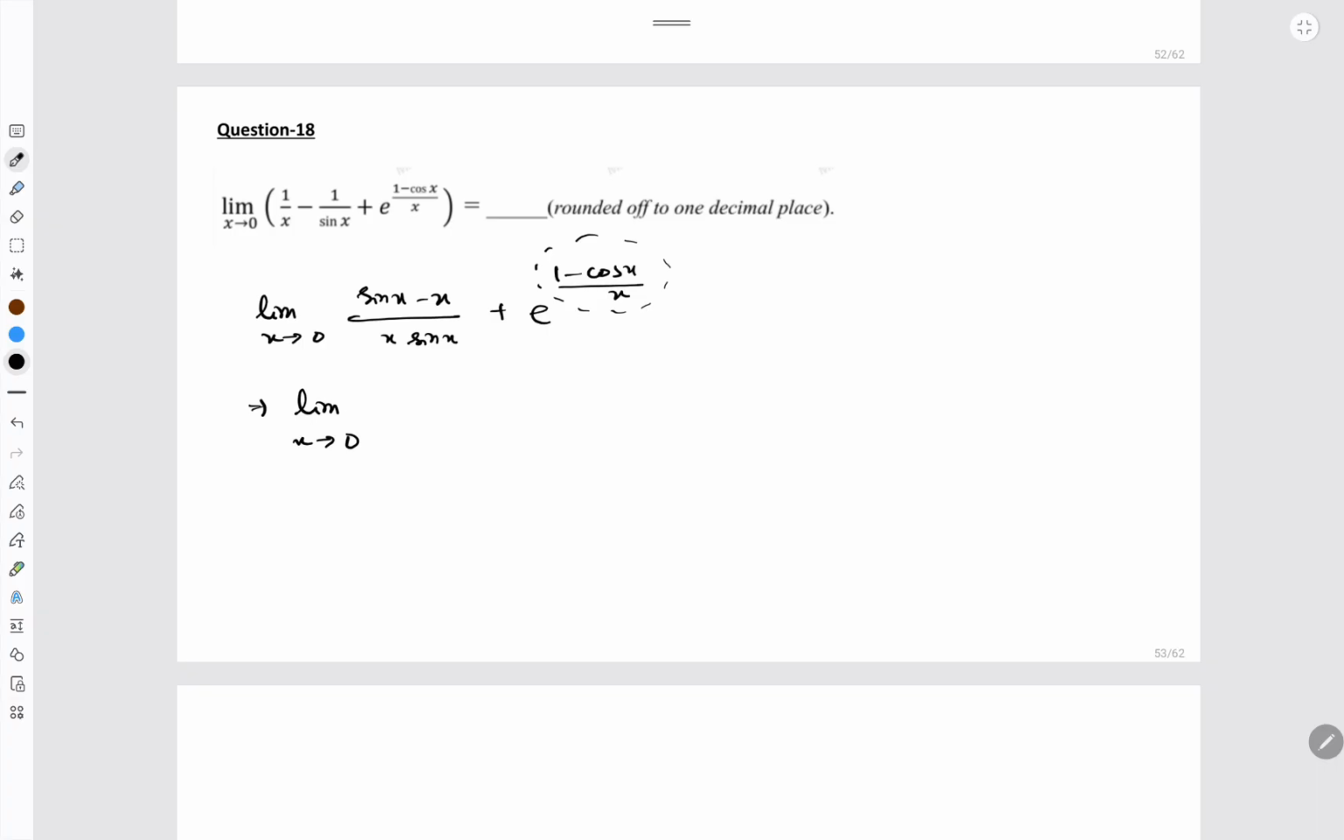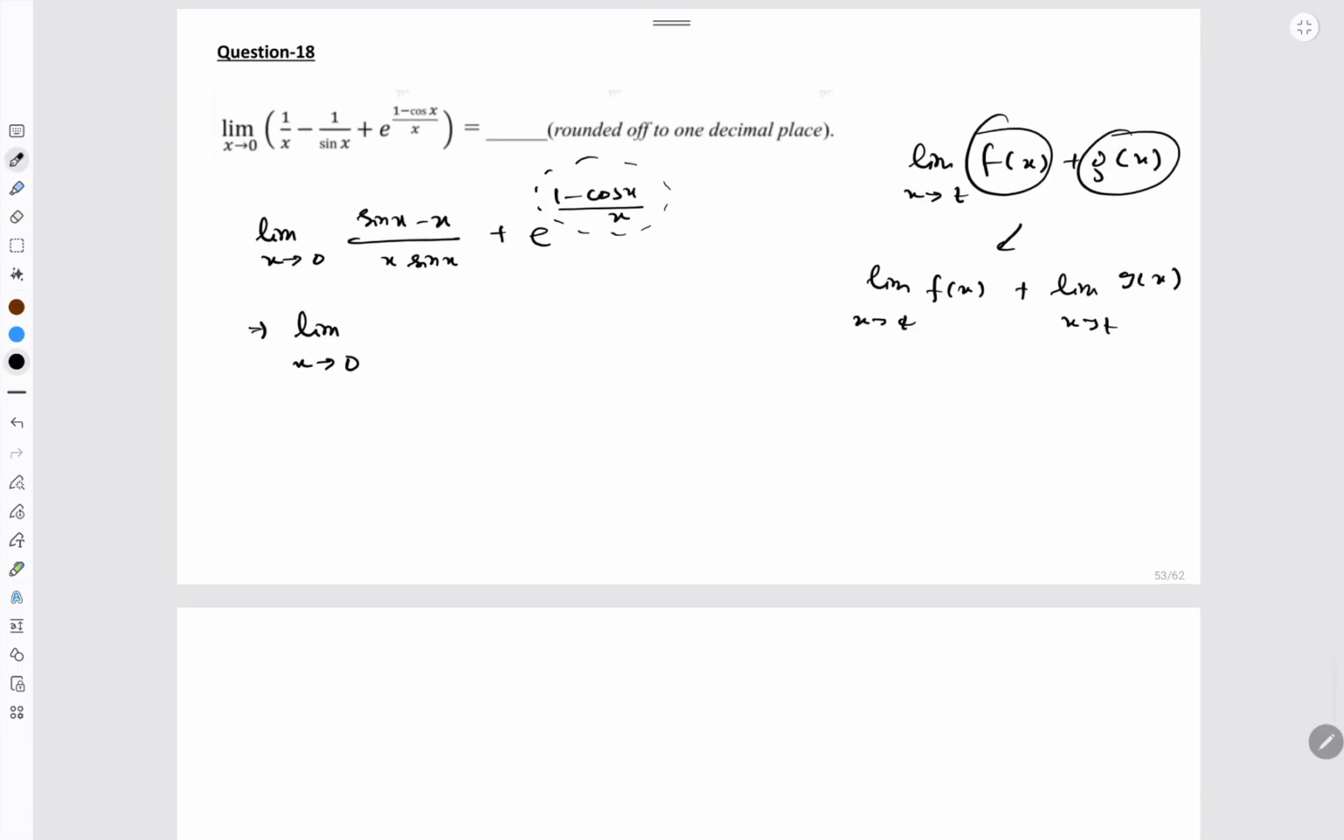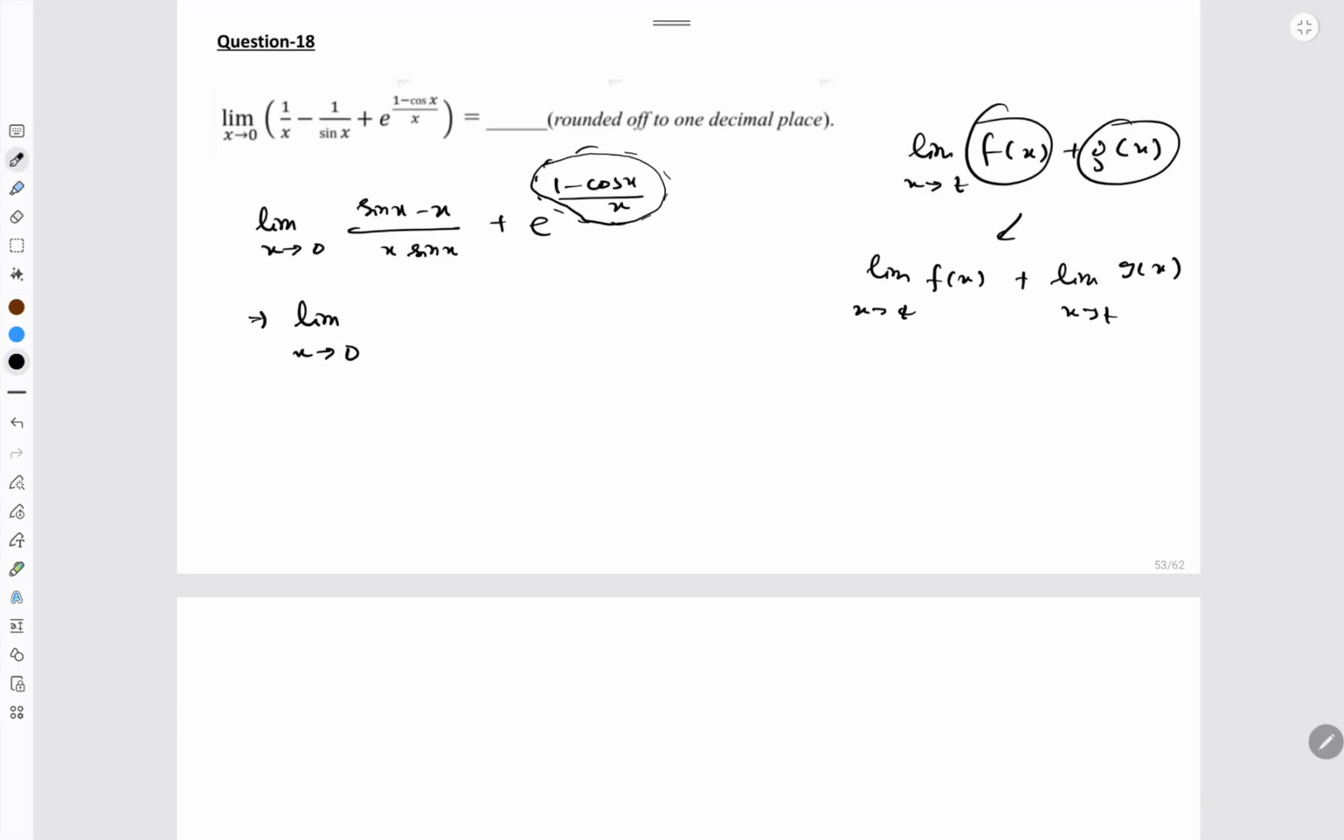We can split the limit as x tends to t of f of x plus g of x into limit x tends to t of f of x plus limit x tends to t of g of x, given that these two limits are not going to infinity. I am pretty sure that it will not go to infinity, because if it did, we would have an infinite answer, but there is some answer, which means this is not going to infinity. I know that for sure. That is why I can split it into 2.